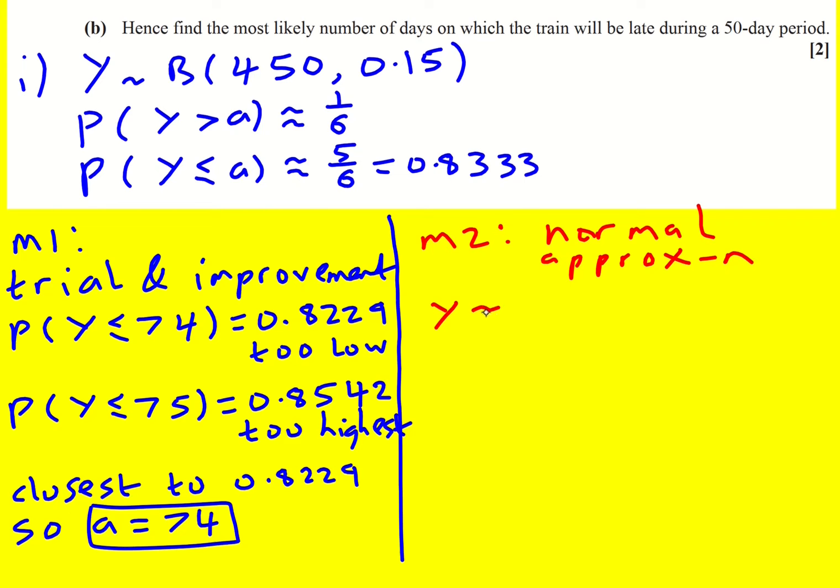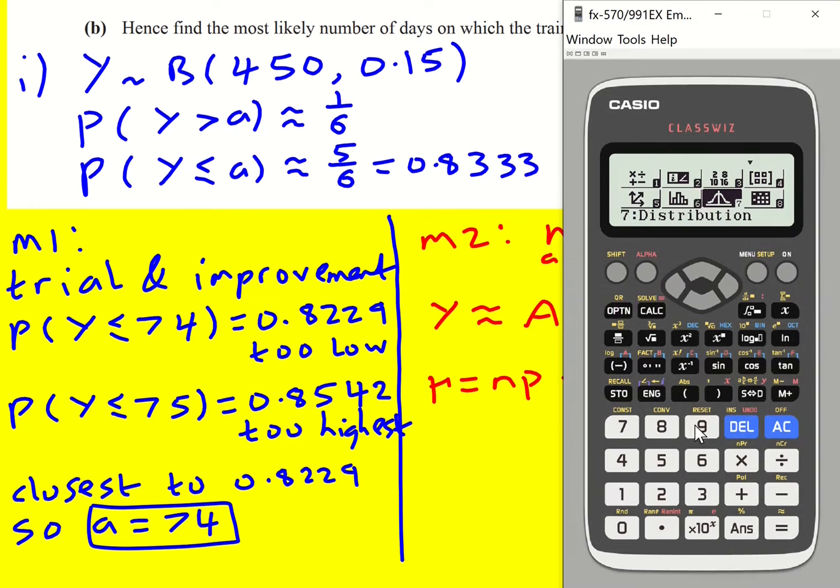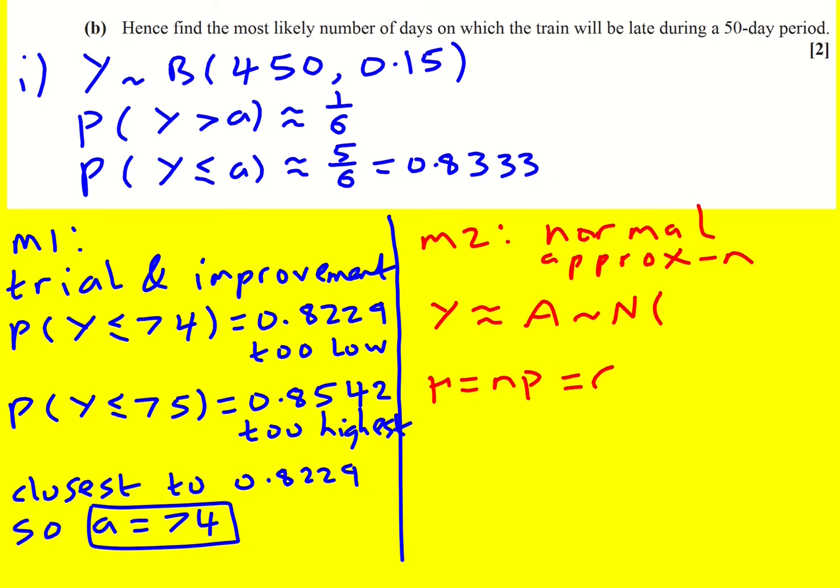So Y is going to be approximately A, which follows a normal distribution, with mean equal to, this is given in the formula book, the number of trials times the probability of success. So 450 is the number of trials times the probability of success. That is the mean number of successes, 67.4. Sorry, 67.5. And then the variance is equal to NP times 1 minus P.